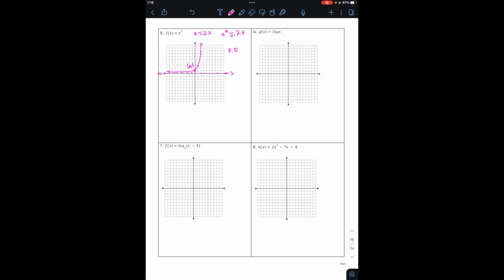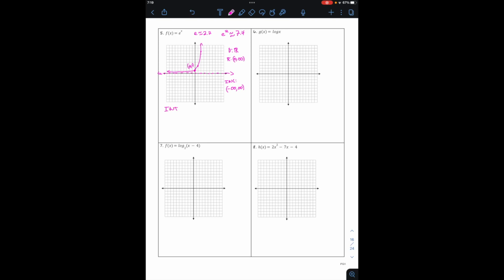Okay, domain is all real numbers. Our range is from 0 to infinity. What else? We need to talk about the increasing and decreasing intervals. So we're increasing on our whole domain, negative infinity to infinity. We are never decreasing. We have no real extreme values. We don't have any maxes or mins. We approach 0 and we go off to infinity, but that's about it.